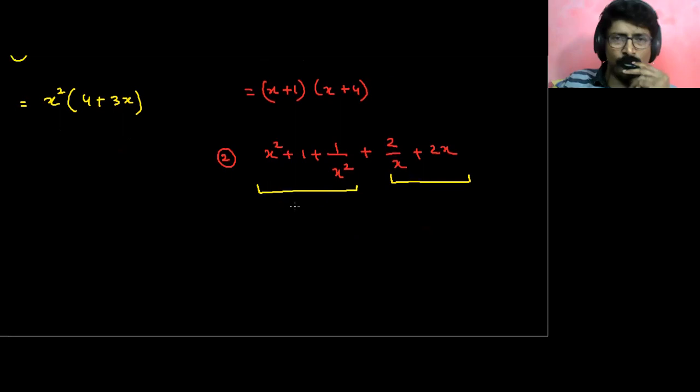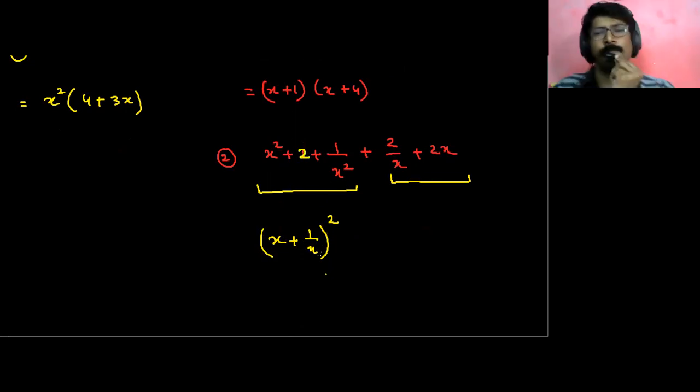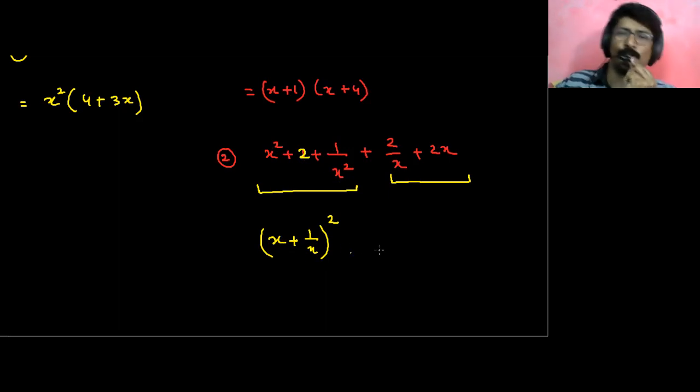So now what exactly is this? This is a perfect square of what? x plus 1 upon x, the whole square, isn't it? We have already learned this. x square plus 1 upon x square, it should be 2 over here. So x square plus 1 upon x square plus 2 into x into 1 upon x. So this will become 2.